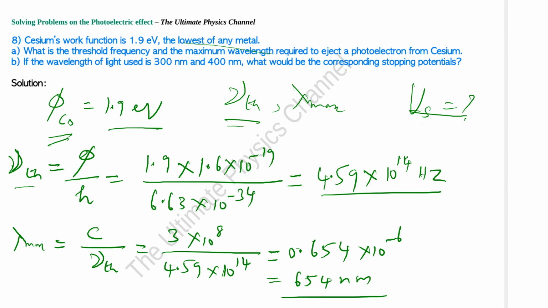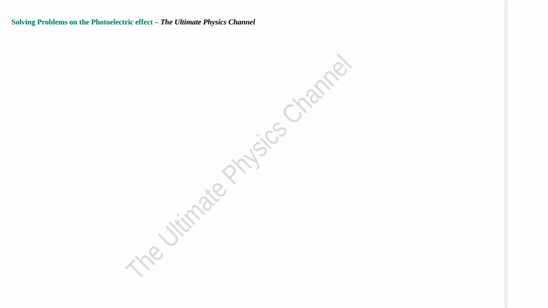Right, now that we have got these two numbers, that's the first part, that's done, A. Threshold frequency is this, maximum wavelength lambda max is this. Now let's move on to the next part: if the wavelength of light used is these two values, what would be the corresponding stopping potentials? Two different stopping potentials have to be calculated based on the wavelengths that are provided to us.